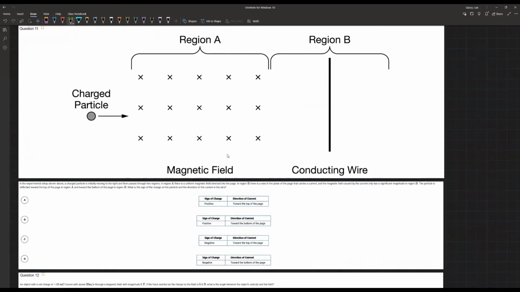Go ahead and look at number 11. In the experimental setup shown above, a charged particle is initially moving to the right and then passes through two regions. In region A, there is a uniform magnetic field directed into the page, and so we see the axis. In region B, there is a wire in the plane of the page that carries a current, and the magnetic field caused by the current only has a significant magnitude in region B. So the magnetic field from the current in the wire is negligible once we are outside region B. The particle is deflected toward the top of the page in region A and toward the bottom in region B. What is the sign of the charge of the particle and the direction of the current in the wire?